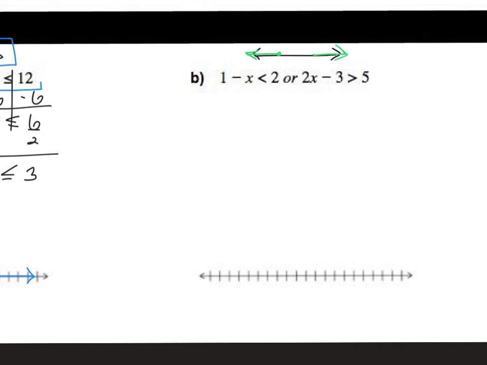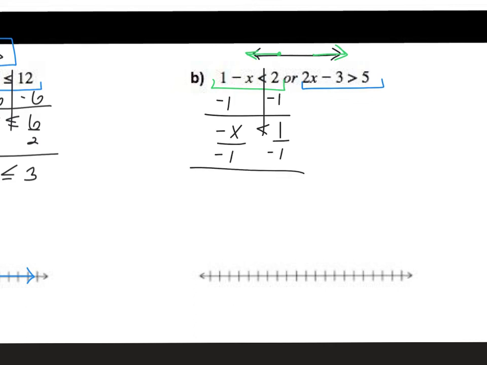So here we go. Let's start with our first half. Okay, so this first one here, we're going to go ahead and subtract 1 from both sides, leaving us with negative x is less than 1. Now we have a times -1 that we need to get rid of, so we're going to divide by -1. And check out here, this is a red flag. Divide by -1, divide by -1. So I need to flip the sign. A positive divided by a -1 gives us -1.